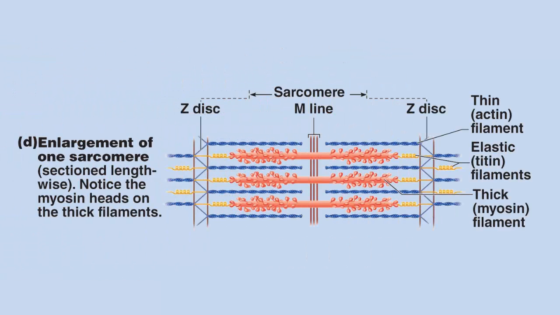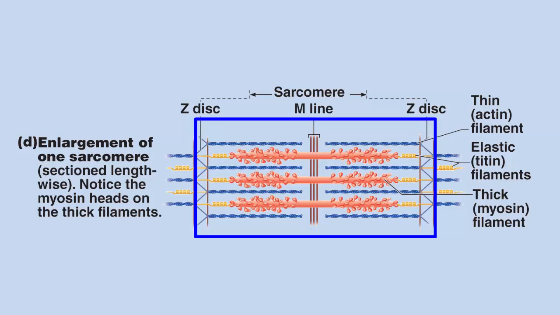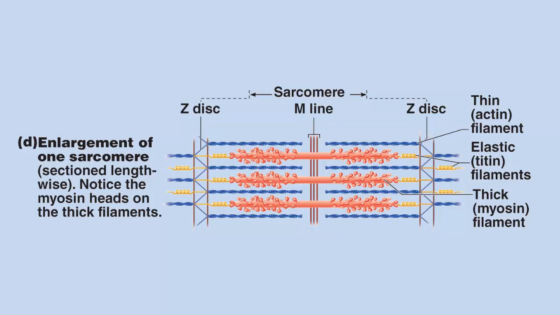Let's see how this is all put together within the myofibril. The actin filaments are anchored at a protein structure called the Z-discs, and the myosin filaments sit in between the actin filaments and are held in place by the large elastic filament called titin. From Z-disc to Z-disc, we have the functional unit of skeletal muscle called the sarcomere. A couple more structures will round out our discussion of the microscopic anatomy.